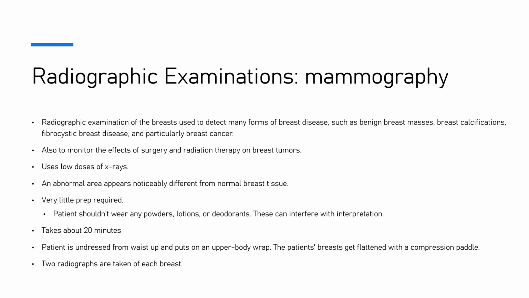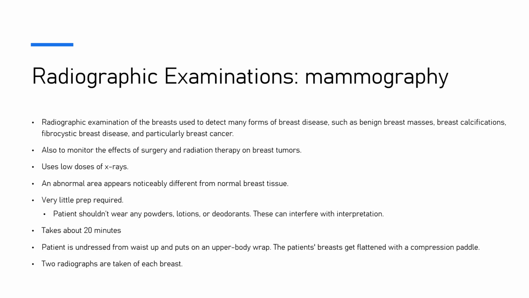On this, an abnormal area is going to appear noticeably different from normal breast tissue. On page 515, figure 14.4 is a picture of a mammogram, and the little arrows are going to show suspicious areas of increased density, so it's going to highlight a few different things. There's very little prep required, but this is important. We need to tell the patients that they can't wear any powder, lotion, or deodorants because these can interfere with the interpretation. These do contain specific chemical compounds that are going to interfere, so we need to tell them not to wear them. This does take about 20 minutes, so it's not very long.